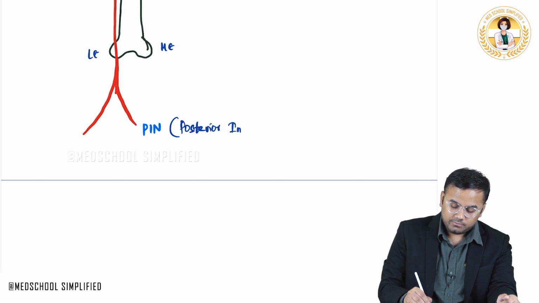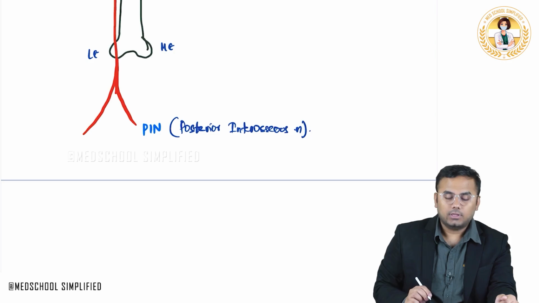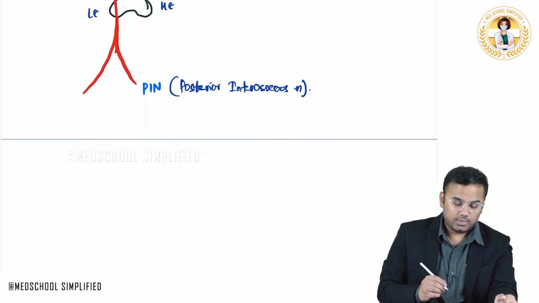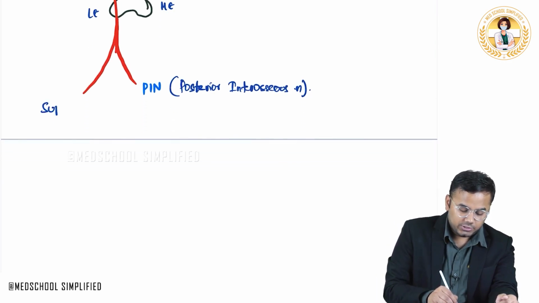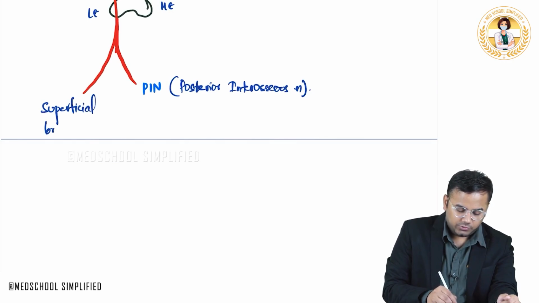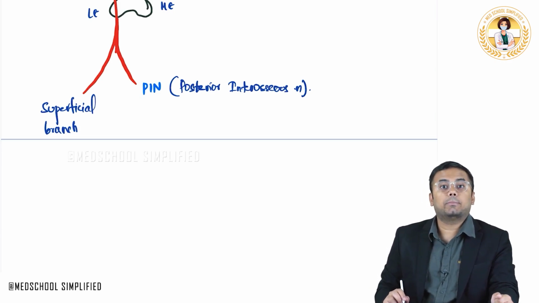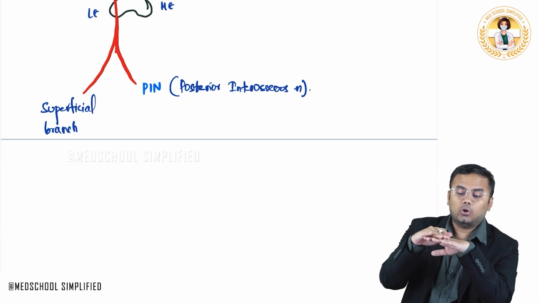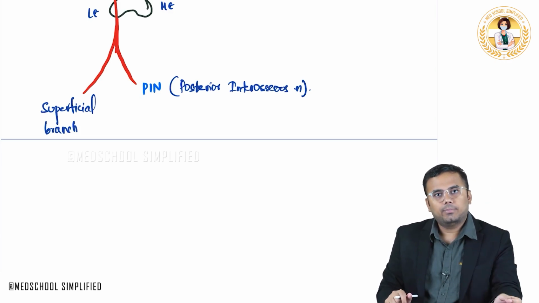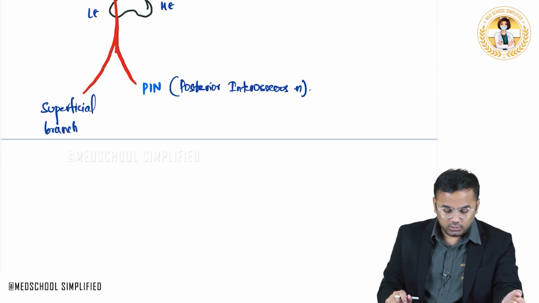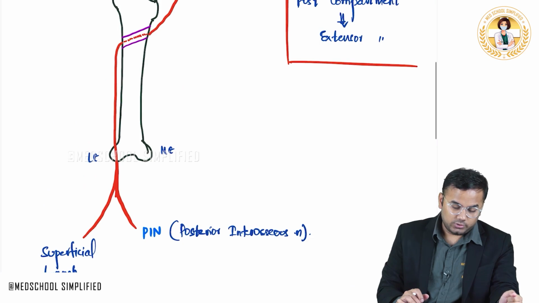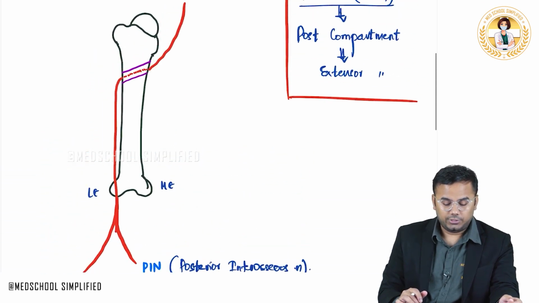Posterior interosseous nerve. And what is the other branch name? It is called the superficial branch of the radial nerve. What does the superficial branch do? It supplies the skin on the dorsal side of the hand. So it supplies the skin on the dorsum of the hand. So these are the important things which you need to know.